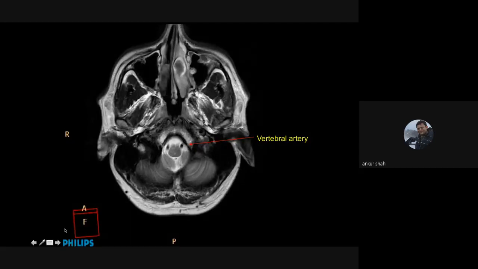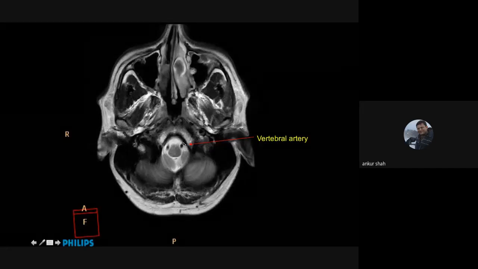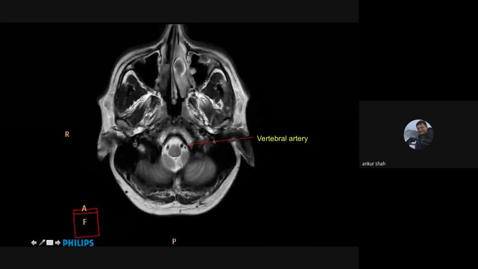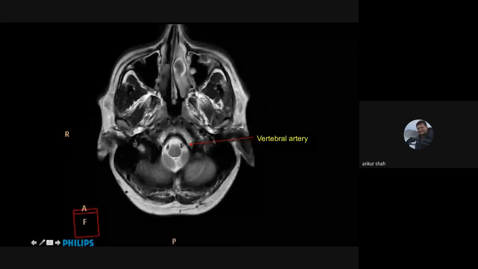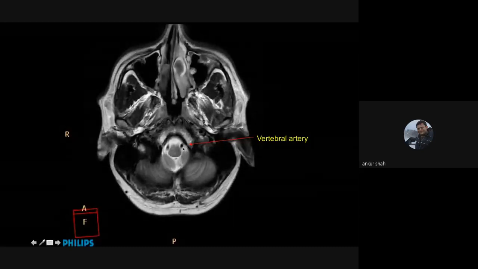This hypointense flow void, what you see here, which is marked with arrow, this is the appearance of vertebral artery. So for seeing artery, we usually do angiography, but even without angiography, on routine MRI films, we can see the arteries. That is one advantage of MRI. They are seen as hypointense or black structures without any signal in it. That is the flow void of vertebral artery, and this is normal vertebral artery on left side. This is the vertebral artery on right side.